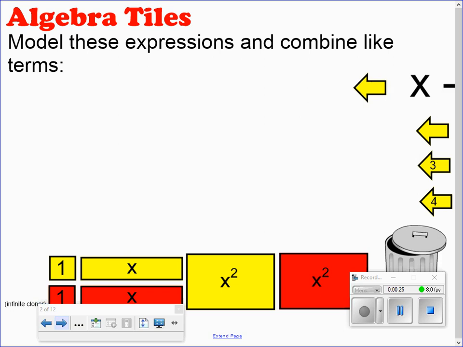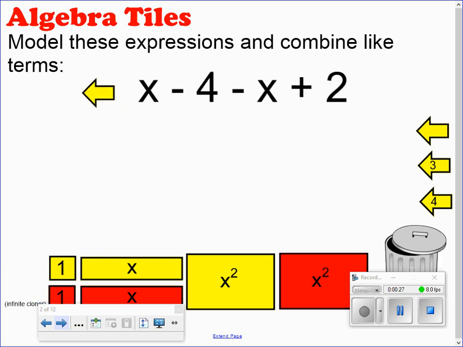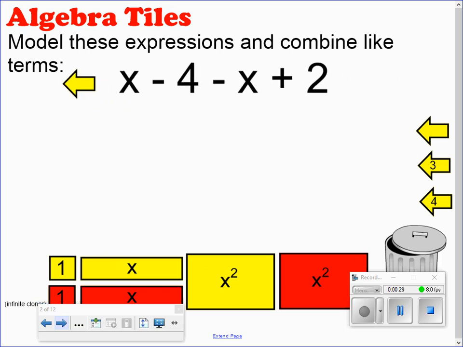So if we were going to model the following expression, x minus 4 minus x, what we would need to understand is that in our algebra tiles, these long rectangles down at the bottom, they represent our x's. The giant squares would represent our x squares, and the smaller squares would represent our constants that we have at the end. Yellow in this case would be positive, and red would represent a negative.